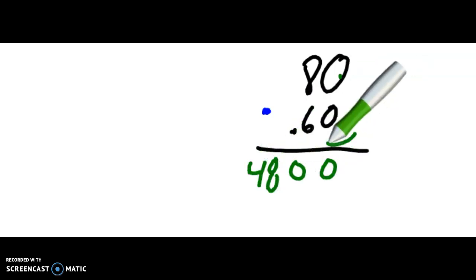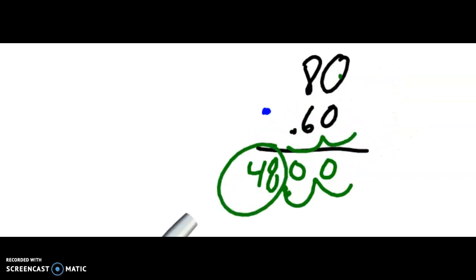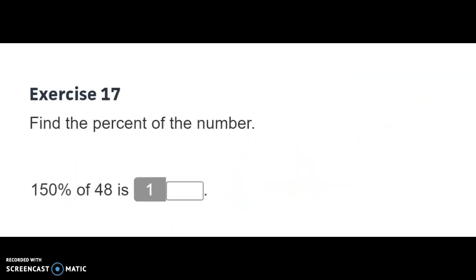And now I just have to move my decimal 2 places, and my answer is going to be 48. Now there's some markup. 150% of 48.